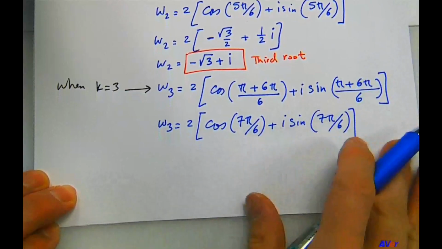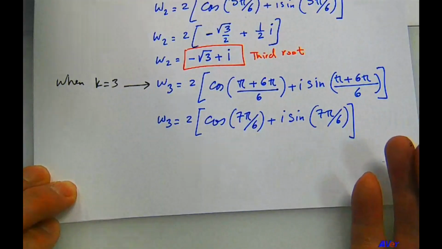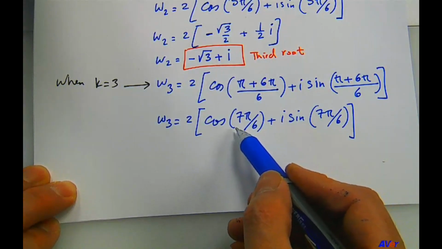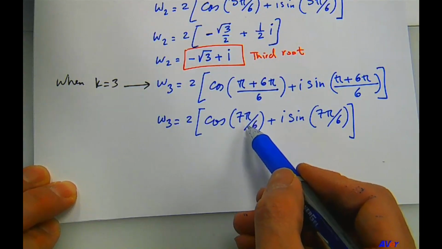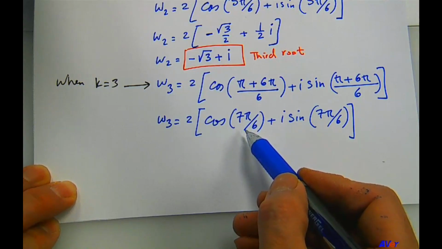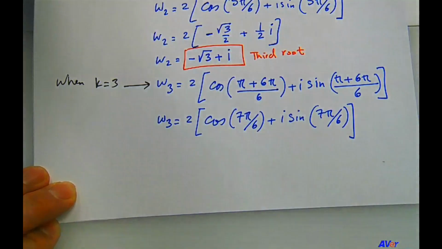So in which quadrant is this? Because we know already the reference angle is pi over 6, right? But which quadrant? This 6 pi over 6 would be pi. This is slightly bigger than pi because of 7 pi over 6. So we're in the third quadrant.